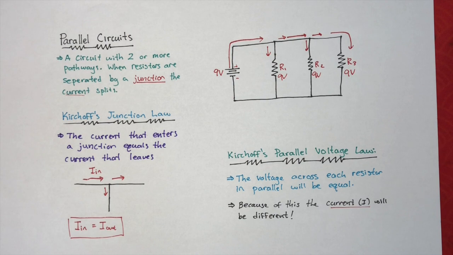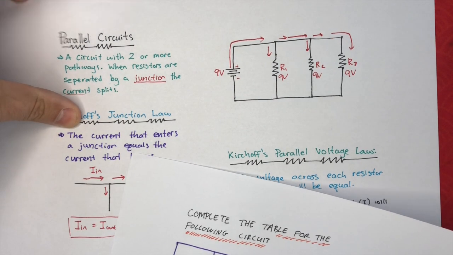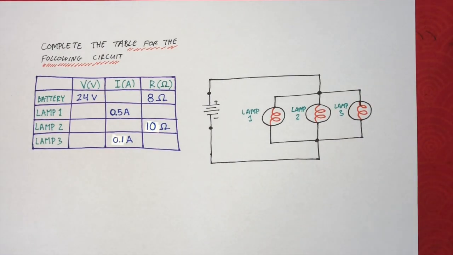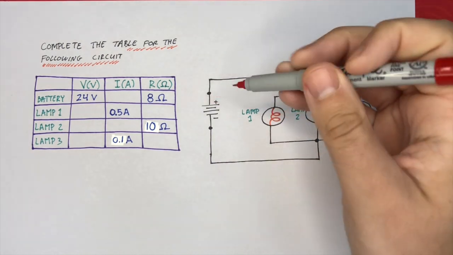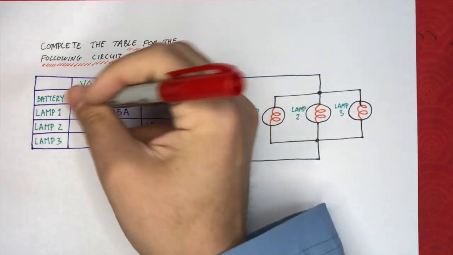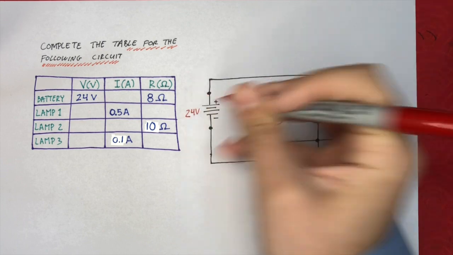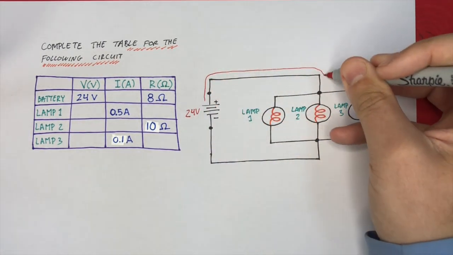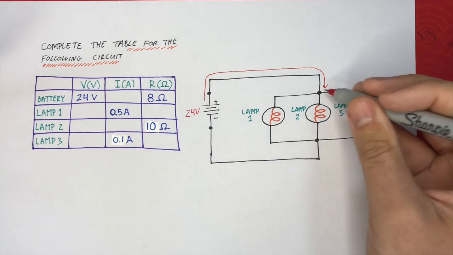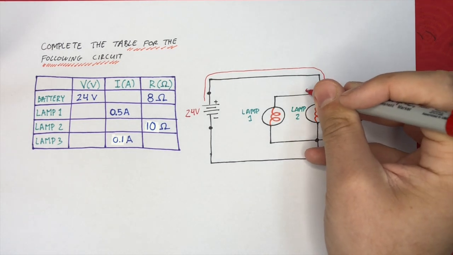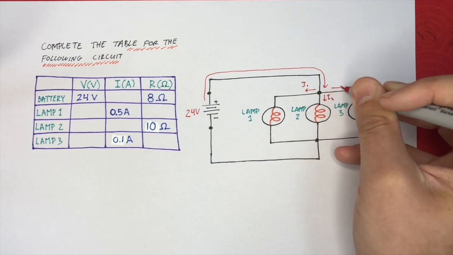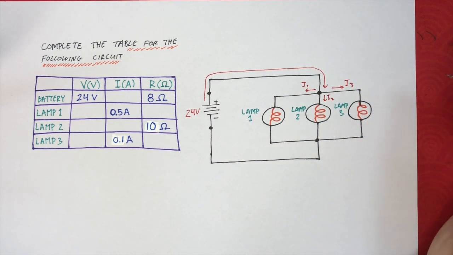Now let's take a look at an example over here. This question states, complete the table for the following circuit. Now we can see here that we have a battery. Looking at the table, we see that the battery is a 24-volt battery, and we're going to have some current. It's going to leave the positive terminal, travel around, and it's going to reach this junction here. At this junction, the current's going to split into 3 parts: current 1, current 2, and current 3.